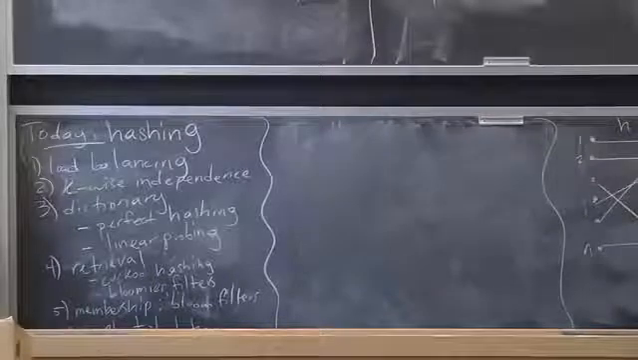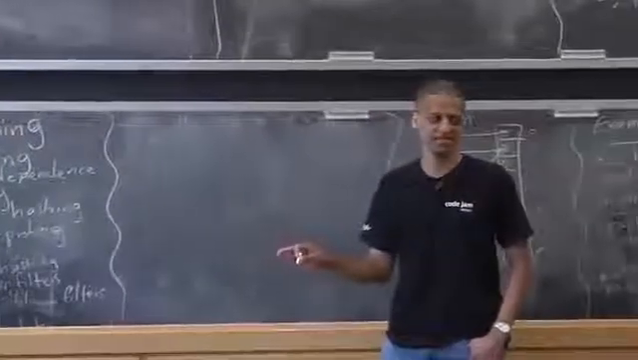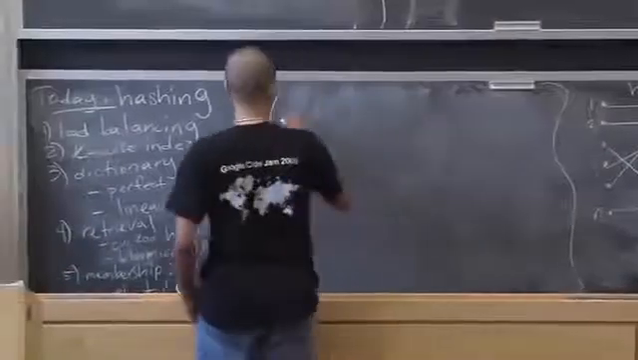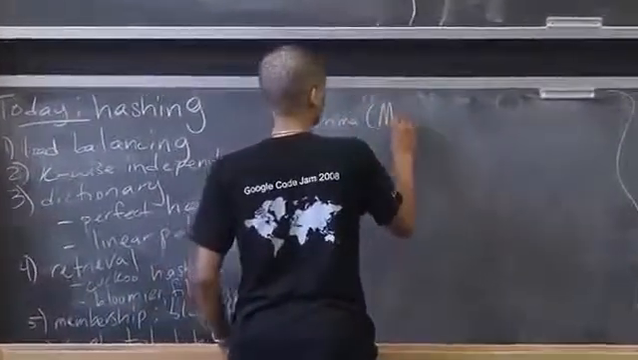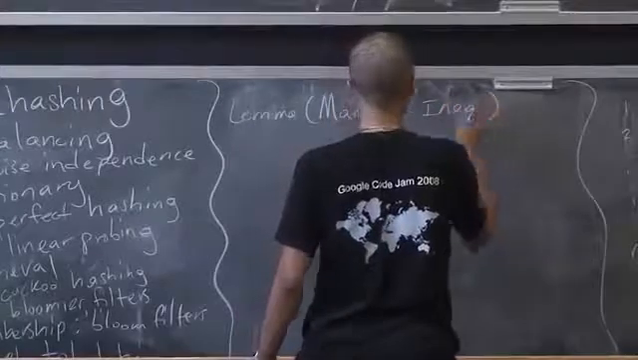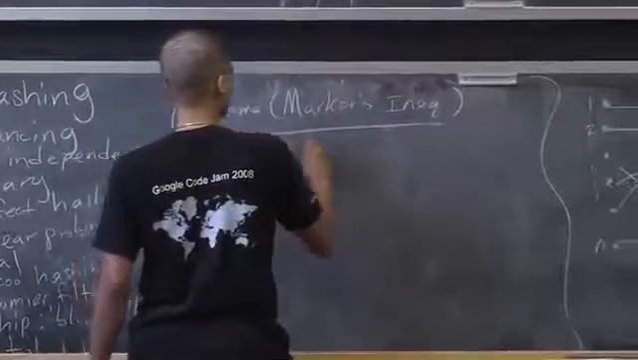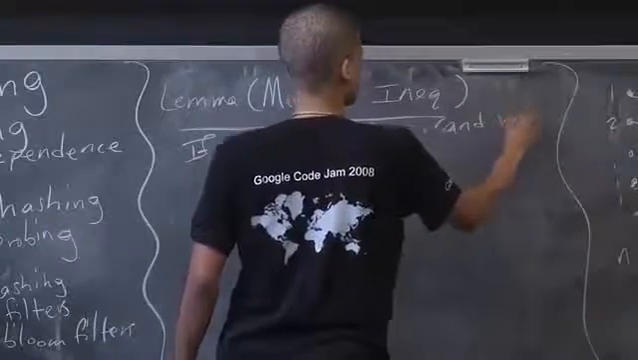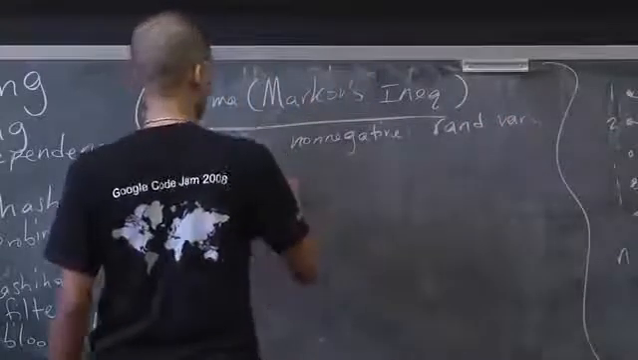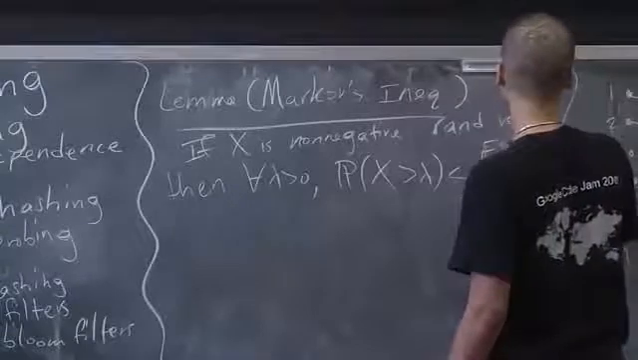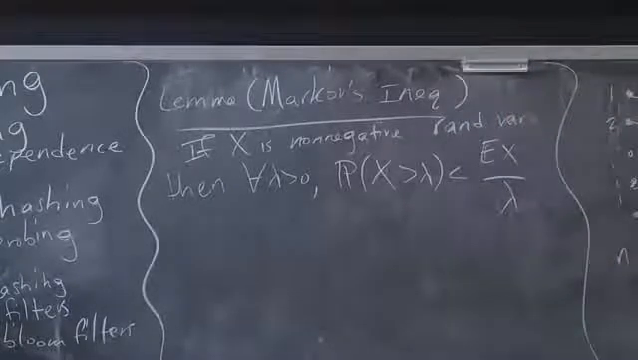Okay. So raise your hand if you've seen Markov's inequality. Okay. So let me just remind you. Markov's inequality says that if X is a non-negative random variable, then for all, let's say, lambda bigger than 0, the probability that X is bigger than lambda is at most the expectation of X over lambda. Okay, that's Markov's inequality.